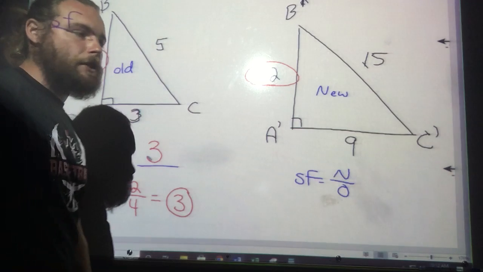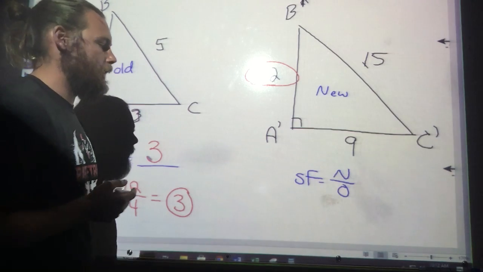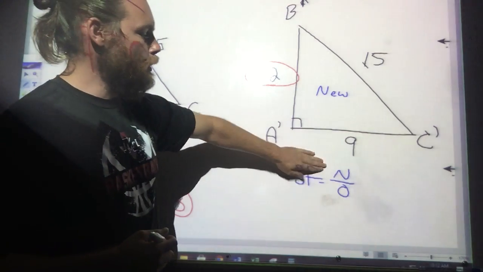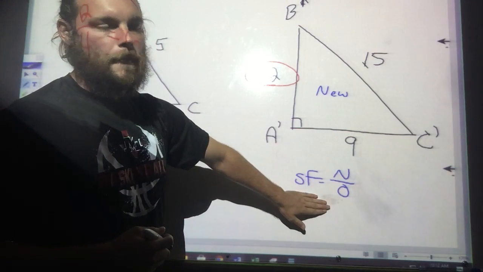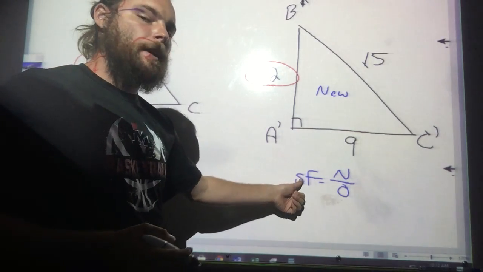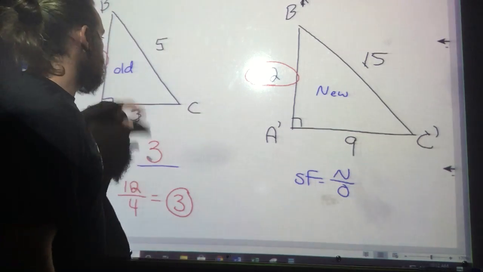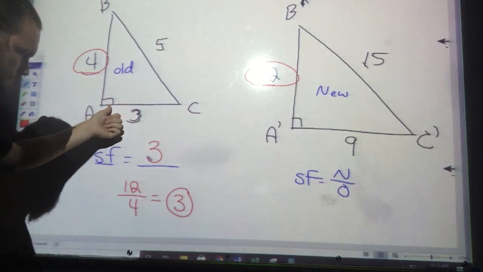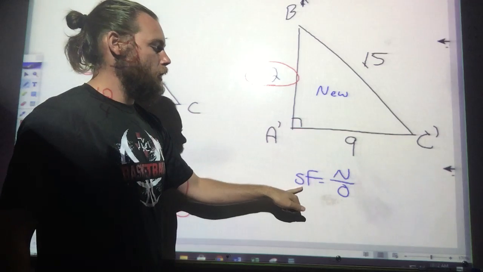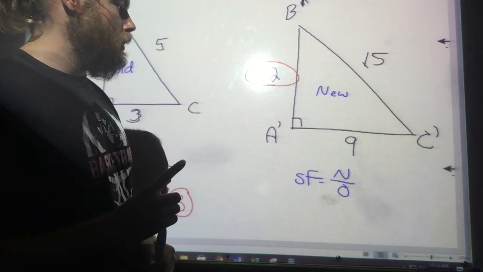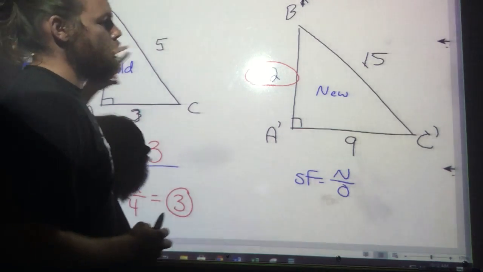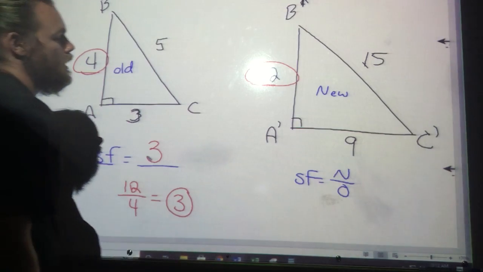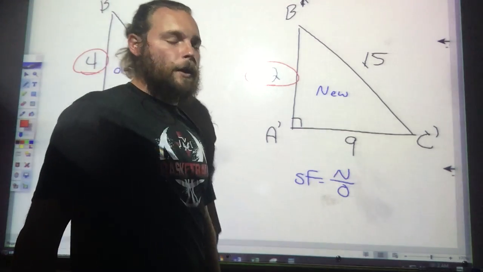Scale factors are not super complicated. The main thing we have to know is if you're calculating a scale factor, take your new value and divide it by the old. If you end up with a scale factor that is bigger than 1, your new shape should have bigger values than the old one. If your scale factor is between 0 and 1, then your shape should get smaller. The values should get smaller. All right, that's pretty much all we were going to do today.